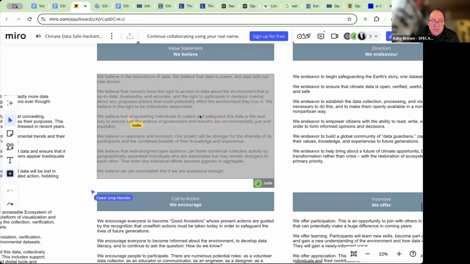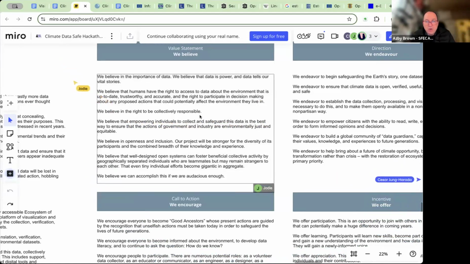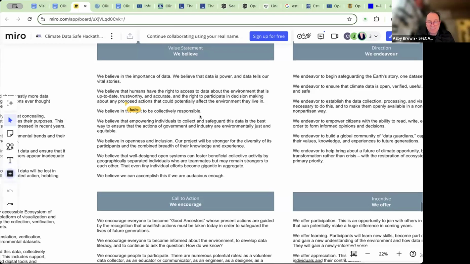We believe in openness and inclusion. Our project will be stronger for the diversity of its participants and the combined breadth of their knowledge and experience. We believe that well-designed open systems can foster beneficial collective activity by geographically separated individuals who are teammates but may remain strangers to each other, that even tiny individual efforts become gigantic in aggregate. We believe we can accomplish this if we are audacious enough.